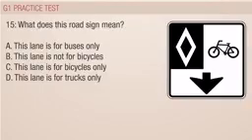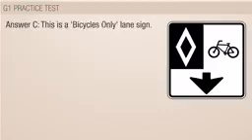Question 15. What does this road sign mean? A. This lane is for buses only. B. This lane is not for bicycles. C. This lane is for bicycles only. D. This lane is for trucks only. Answer C. This is a bicycles only lane sign.